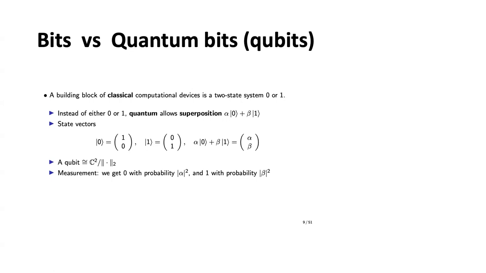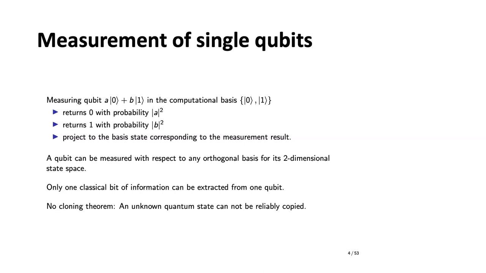And what is a measurement for us? Measurement for us as mathematicians is that we get 0 with probability alpha squared and 1 with probability beta squared. So at this point, we have seen what a photon is and what a measurement of the photon is. We saw that the qubit is the simplest realization of a photon. Now, if we want to measure a qubit A|0> plus B|1> in the computational basis |0>, |1>, this returns 0 with probability A squared, returns 1 with probability B squared, and projects to the basis state corresponding to the measurement result.